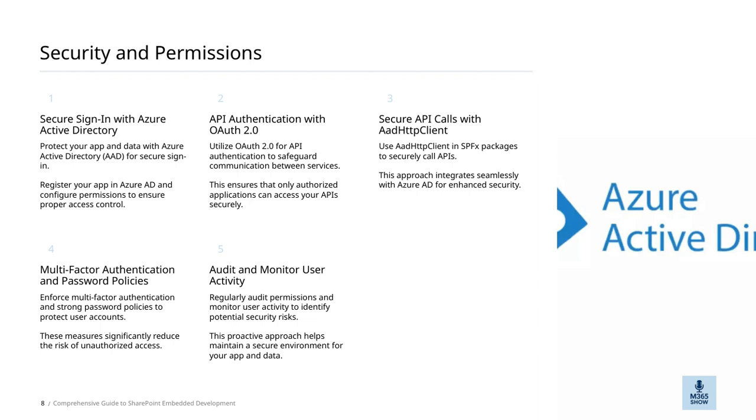Finally, securing user sign-in is essential. Using Azure Active Directory for authentication adds a robust layer of security. Remember to register your app in Azure AD and configure permissions carefully. This guarantees that access is controlled and that your app's data remains protected at all times. By combining these strategies, auditing, multi-factor authentication, secure API calls, OAuth 2, and Azure AD integration, we create a comprehensive security framework that supports a safe and trustworthy SharePoint environment.